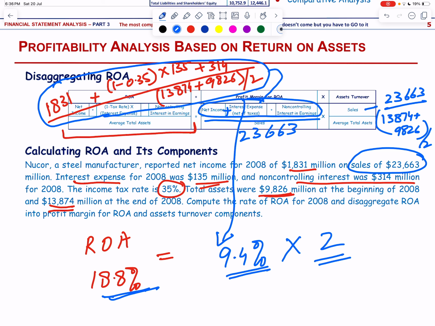So this completes the second video on evaluating firms' profitability using return on assets. And I hope you have enjoyed this presentation.